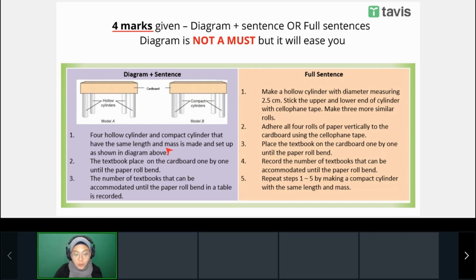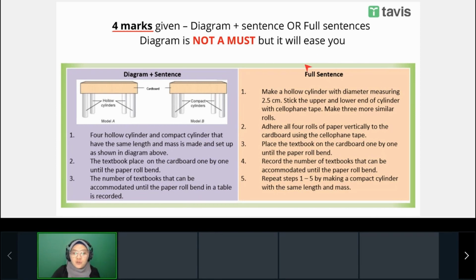Why do you want to write more? You already drew it. Okay, second one, the textbooks are placed on the cardboard. You place textbooks on the cardboard until the cylinders rupture, until the whole thing falls down. The number of textbooks accommodated until the paper roll bends on the table is recorded.